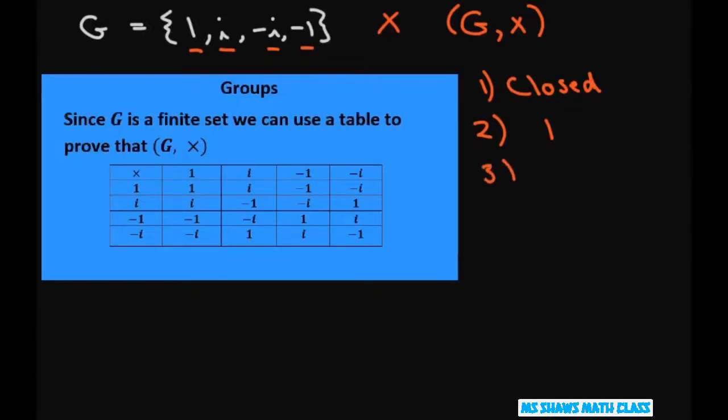Third, every element has an inverse. And you can tell that every element has an inverse because the identity element appears once in every row and once in every column. So here it is, here, here, and here. So that means each element has an inverse. And multiplication is always associative. So it is associative.